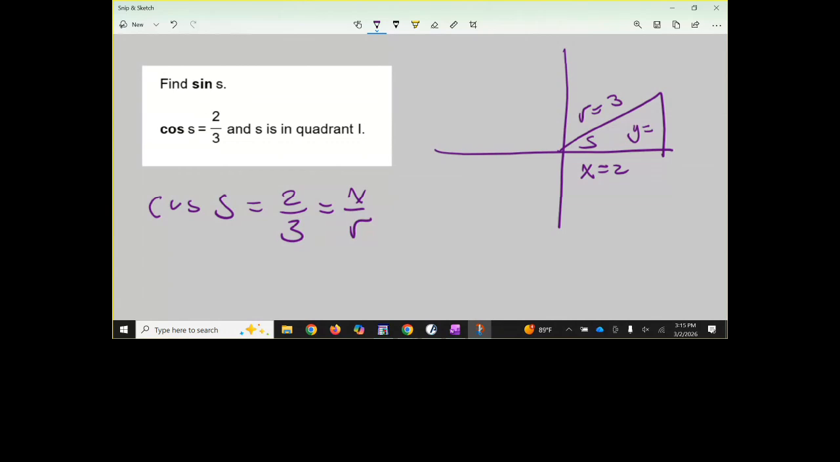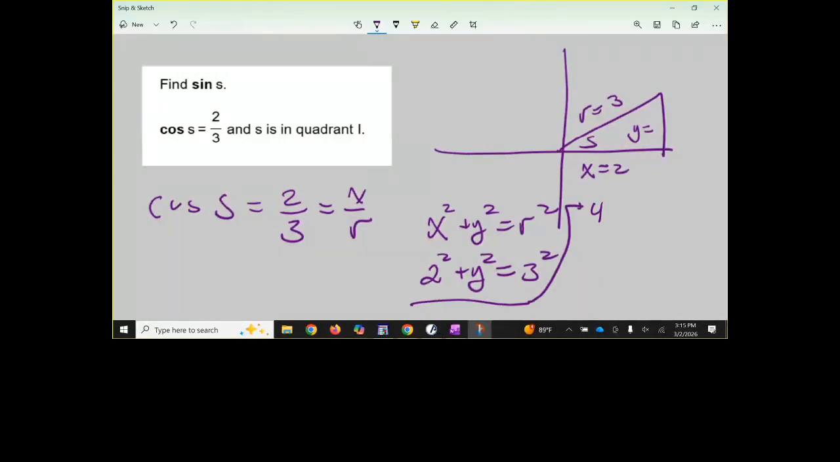Okay, so look, y'all, let's write out our formula for the Pythagorean theorem. X squared plus y squared equals r squared. Okay, so in our case, our x is 2 squared. We don't know what y is. We'll find that in a little bit. 3 squared. Okay, so let's see, that's 4 plus y squared equals 9. Y squared is equal to 5. Okay, y'all, we're going to have to take the square root here.